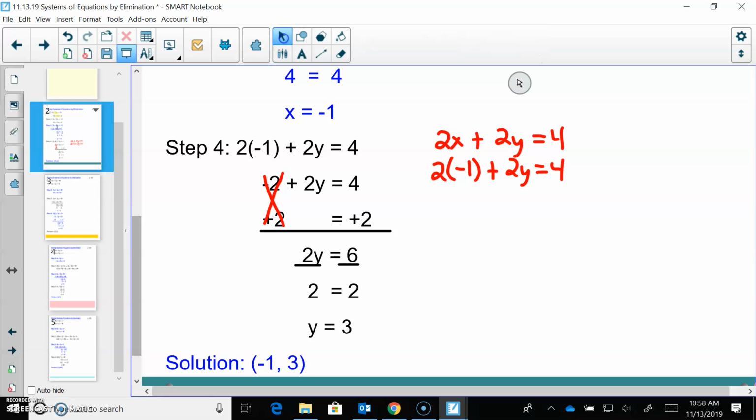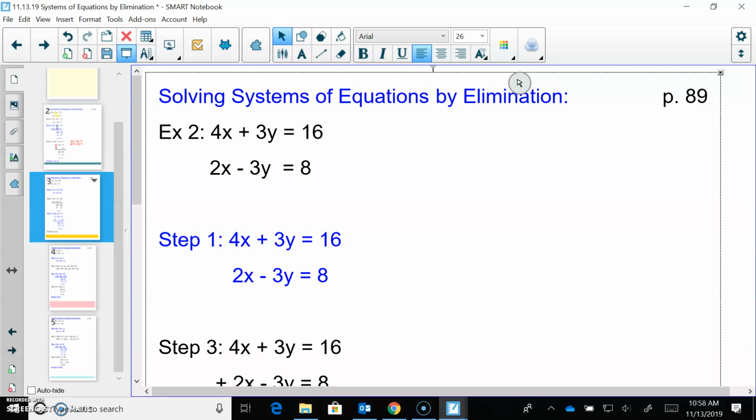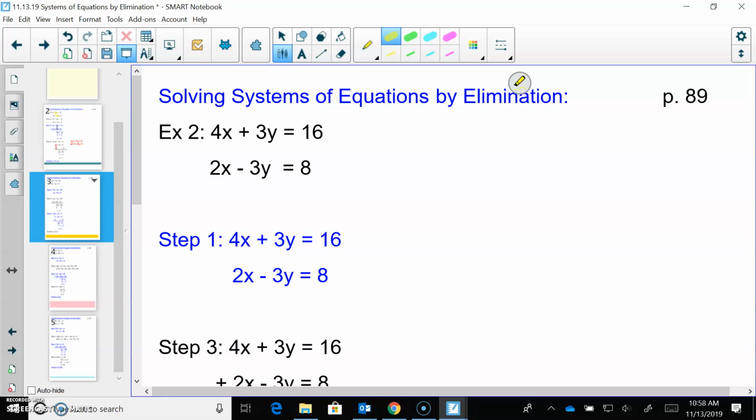If we take a look at example 2, okay, 4x plus 3y equals 16. This is what was given to me. And then 2x minus 3y equals 8. Remember, we want to look to see which variable we can eliminate because they have the same coefficient, the number in front of the variable, and opposite signs. So in this case, it's going to be my y values again.